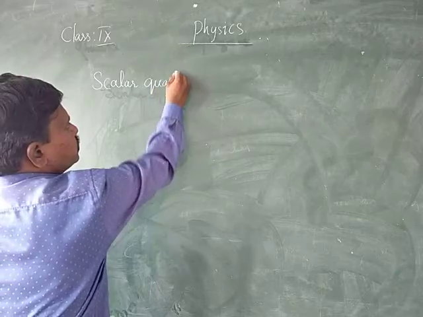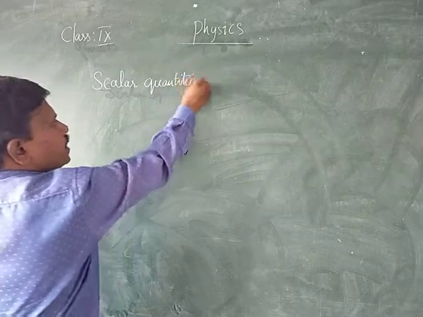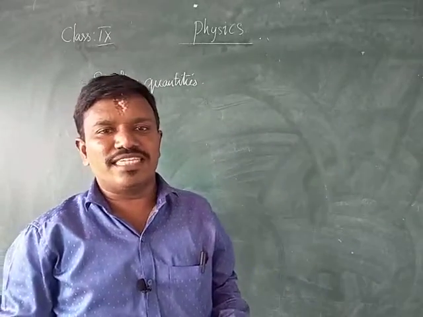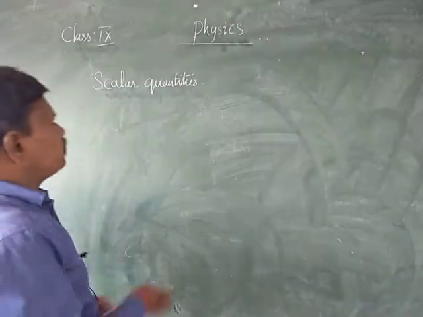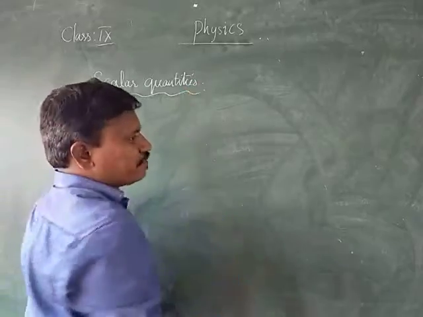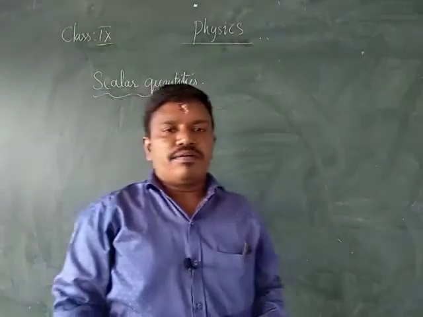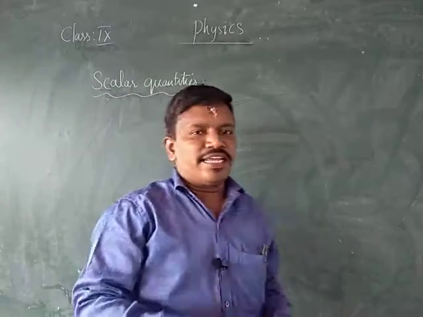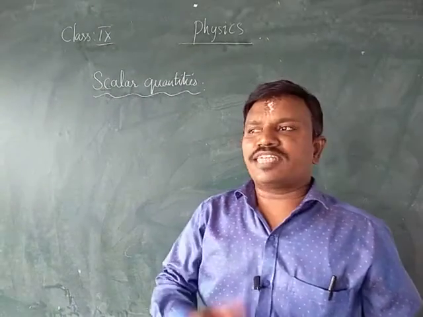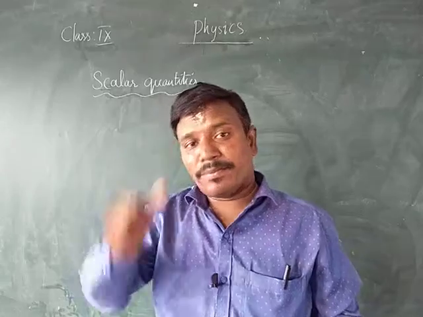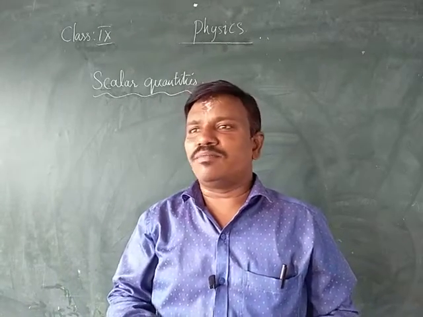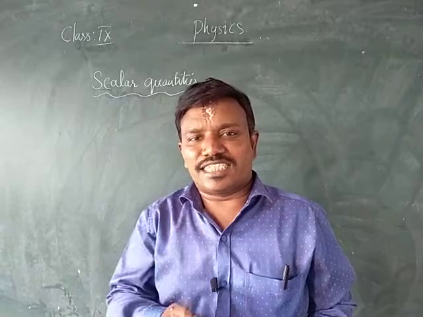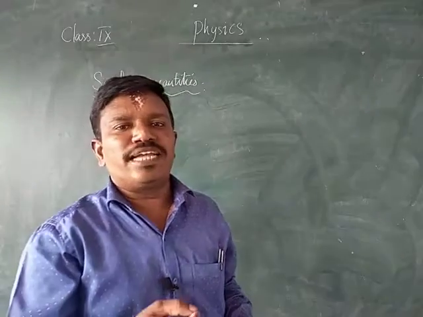Scalar quantities. The physical quantities which have only magnitude but no direction are called scalar quantities. Already I said about that. Magnitude means size. If I ask the question, what is your name, you will give your name as, my name is so and so. Therefore, I get the answer to the question that I asked. That gives us a complete sense of meaning.